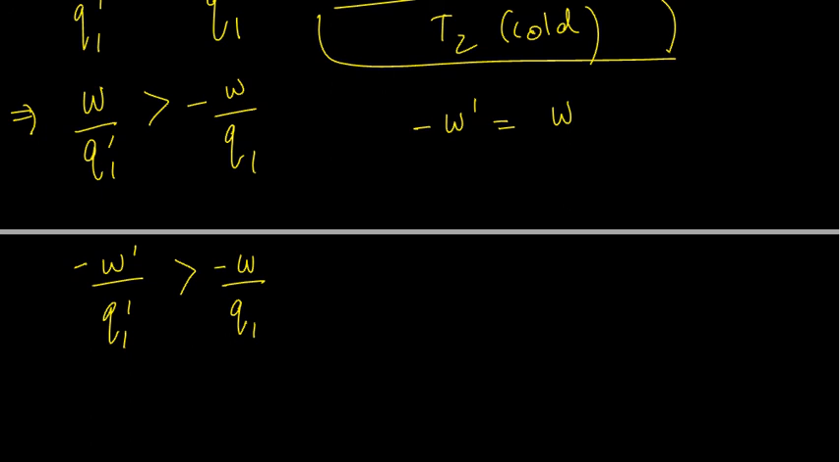See, what is the efficiency of this engine? These are two engines. These are all reversible. The efficiency is the work produced by the engine divided by the heat input to the engine. Right?